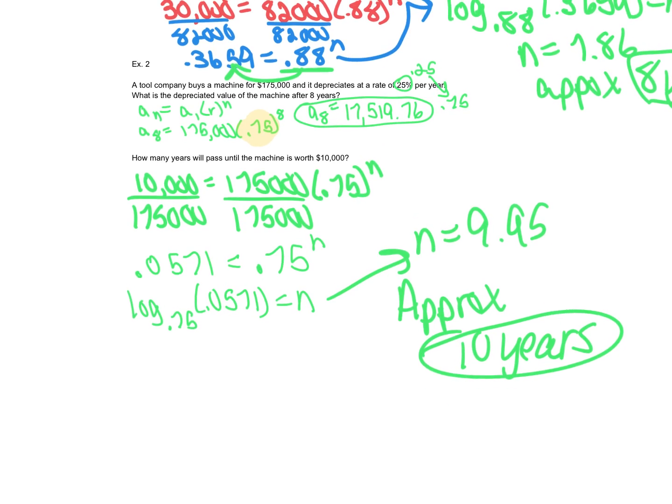And then down here in the bottom, I started out with my equation. Here, I divided out $175,000 on both sides to get my decimal. I rewrote it as a log and ended up at 9.95, which is approximately 10 years.